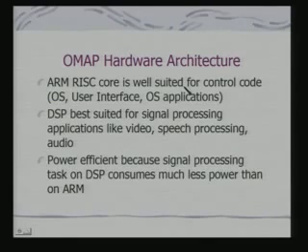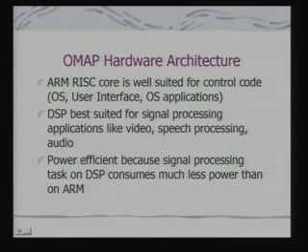So how do these two processors really coordinate? ARM RISC core is well suited for what is called control code, OS, user interface as well as OS applications. And DSP is best suited for signal processing applications like video, speech processing and audio. But obviously you should note that ARM also has various instructions which facilitate signal processing as well. But what is being emphasized here is the management of the control code, which is expected to be the primary task for ARM.